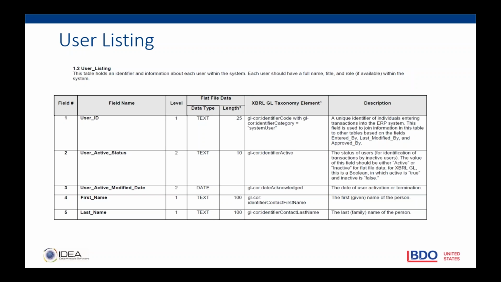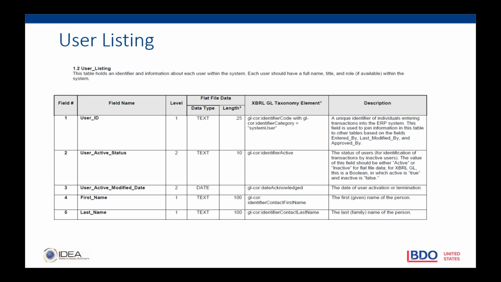So you can see that within each table there's a field name. So this is the standardized name we're looking for. We describe if it's a level 1 or level 2, what kind of a field it is, what the length is. If you're going to go with the XBRL Global Ledger taxonomy element, that's in there, and a brief description off to the right-hand side.